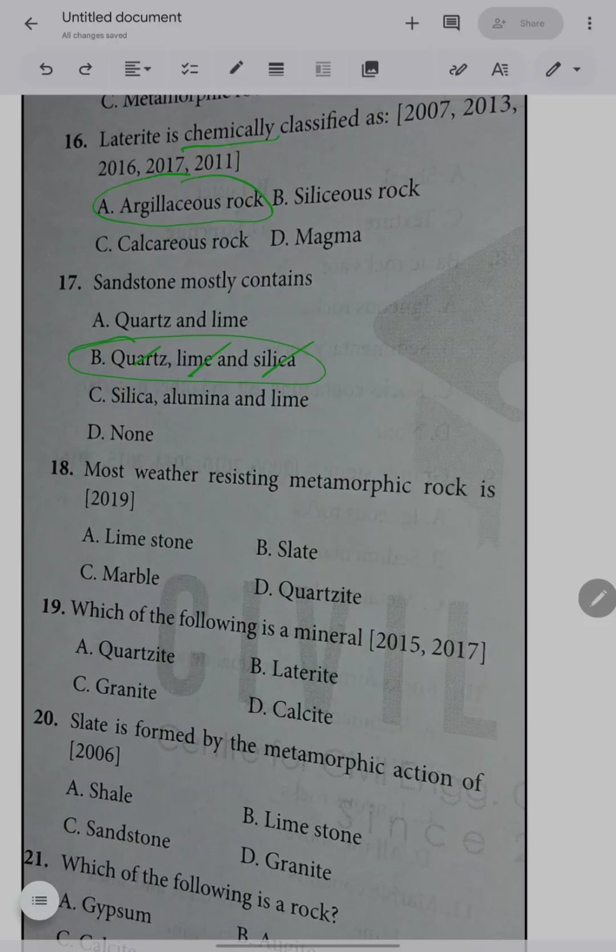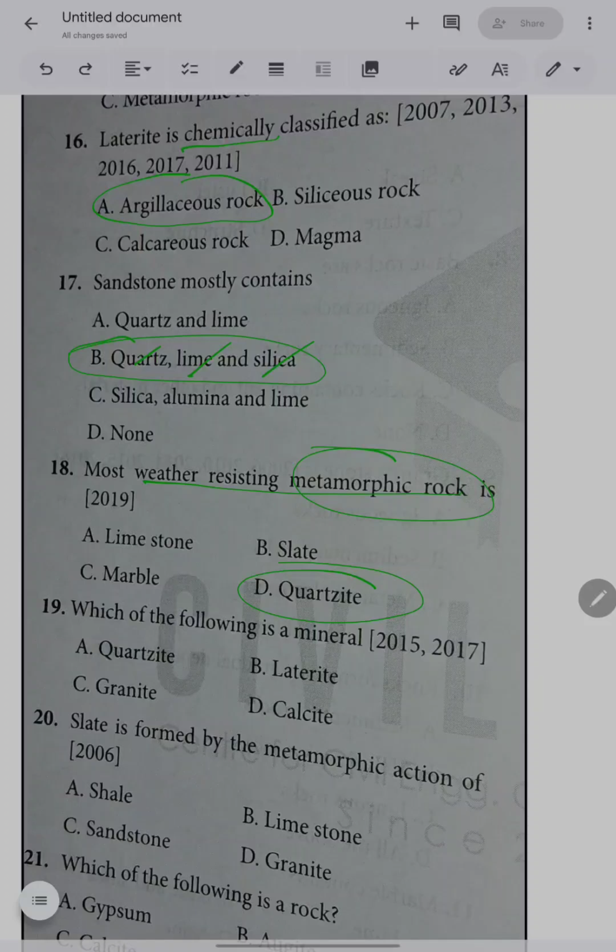The most weather resisting metamorphic rock is limestone, slate, marble, quartzite. First you identify which one is metamorphic rock, then you can easily answer the question. So here the answer is quartzite. So the most weather resisting metamorphic rock is quartzite.